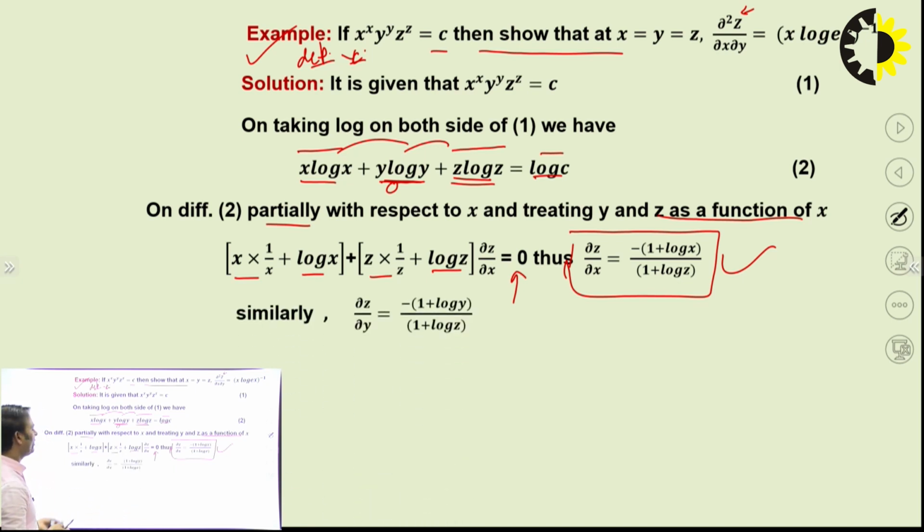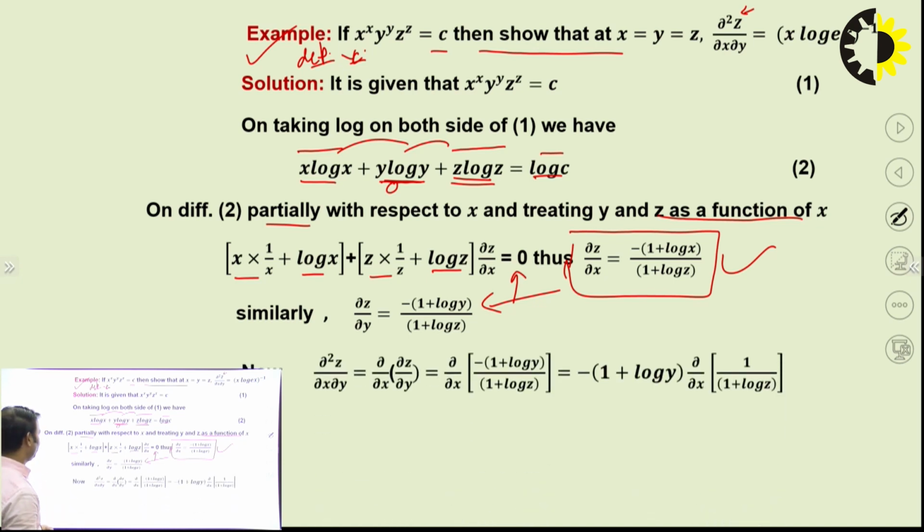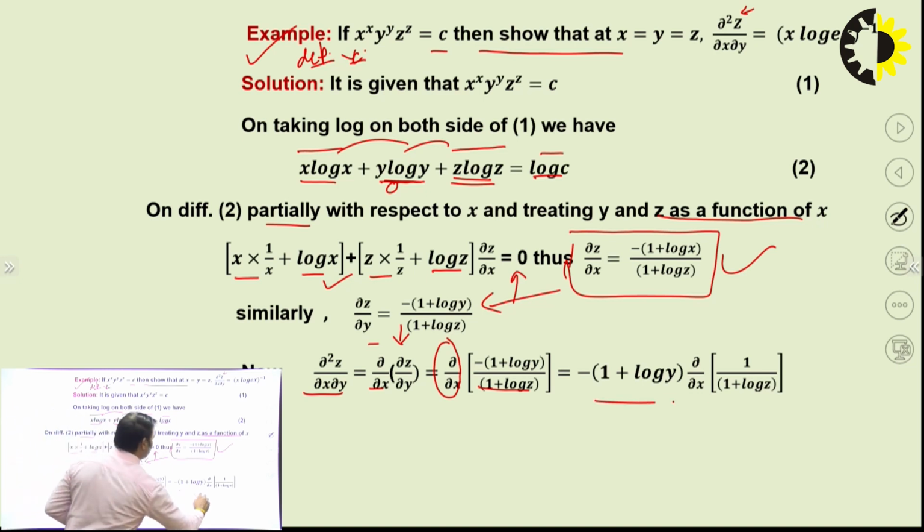That's good. Now student, by using the same fundamentals, we have to calculate the value of del z by del y, and by using a similar property we get minus of (1 plus log y) divided by (1 plus log z). Now what is my question? Basically I need to calculate the value of del 2 z by del x del y. So what is the meaning of it? We can take del by del x as common, so it is simply del z by del y that I have already. There you are. So I have simply put in the value of del z by del y, and then I have opened up the differentiation of this function with respect to x. So this is simply equal to this term, correct?